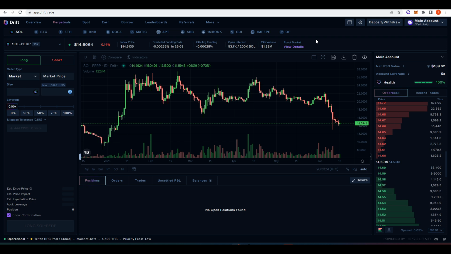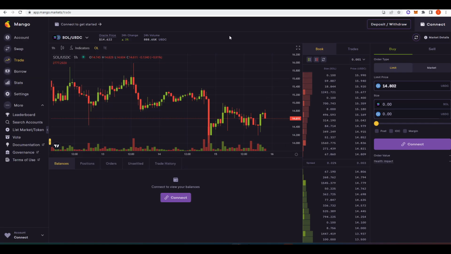One exception of this is Drift. So you can actually use Solana as collateral here. So you could obviously execute this strategy on SOL markets. And I believe Mango Markets offers you the chance to do this as well.